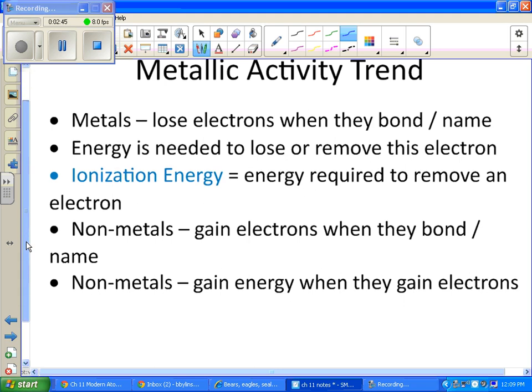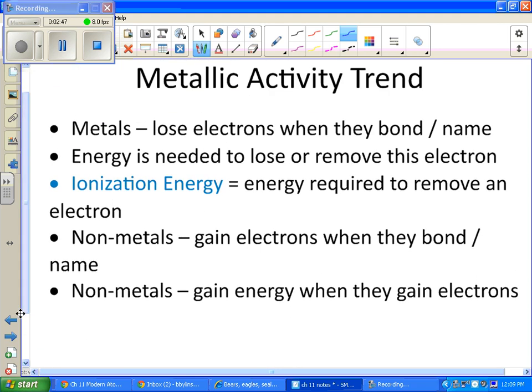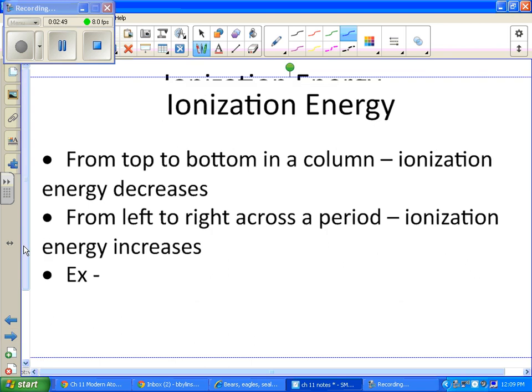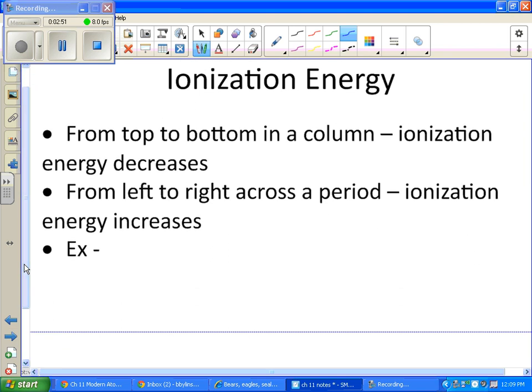So, what I want to show you now is what this actually means in terms of the periodic table. So, this is a trend, okay? And you can draw it in my notes, but I also recommend that you draw this on the periodic table that I gave you.